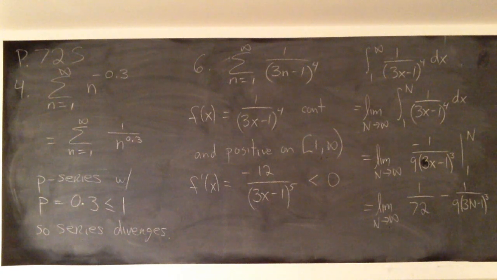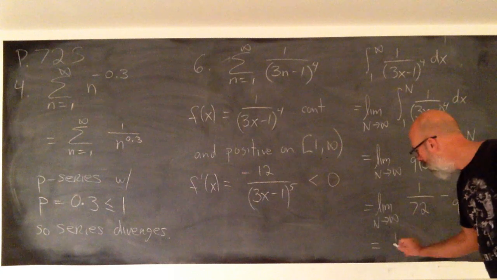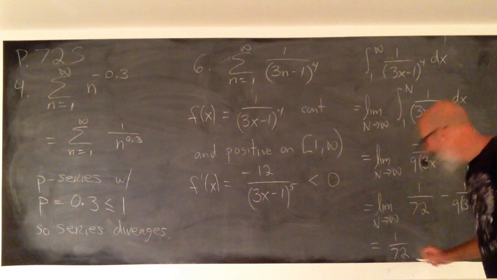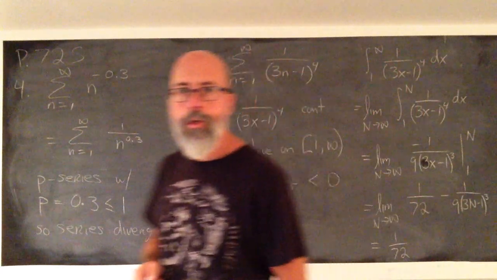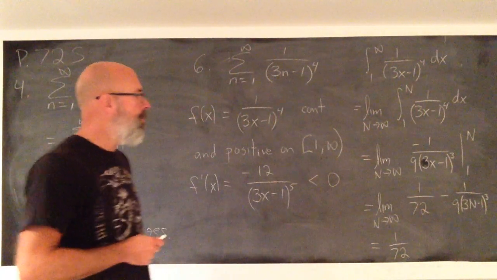And as n goes to infinity, you know that this term goes to 0. So we are left with 1 over 72. The integral converges, so the series converges.